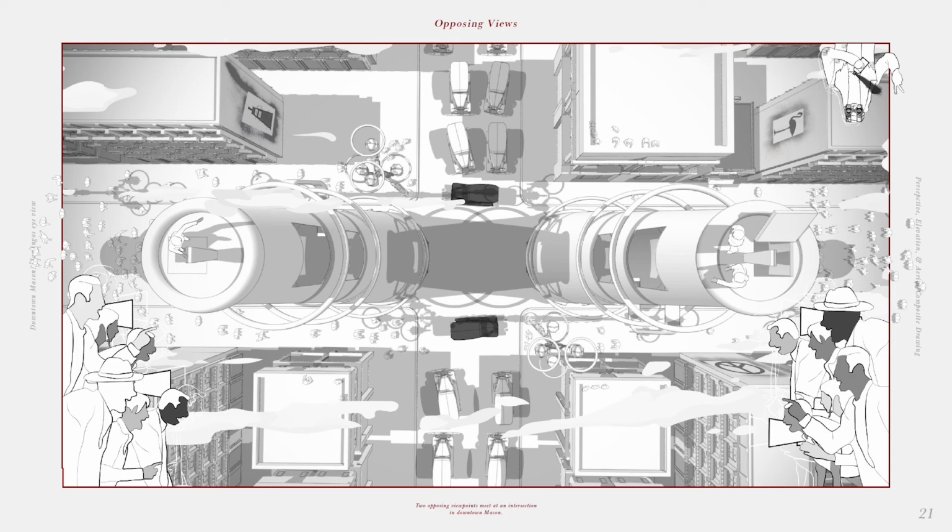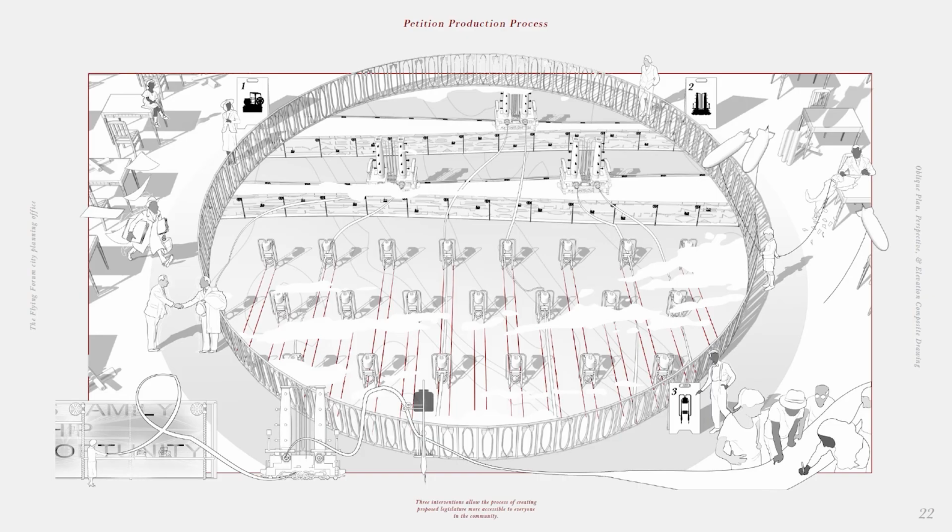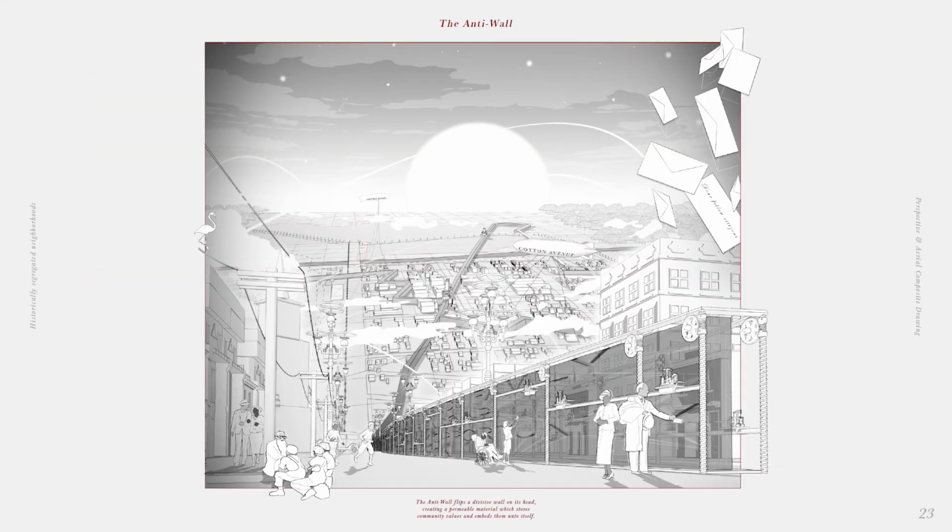The petition production takes place in 3 stages. First, a community member places their values into the AntiWall. Second, the temple receives and processes these values and turns them into petitions and proposed legislature. And lastly, the proposed legislature and petitions are received by the petitioner, where community members can sign them as it moves around the city.